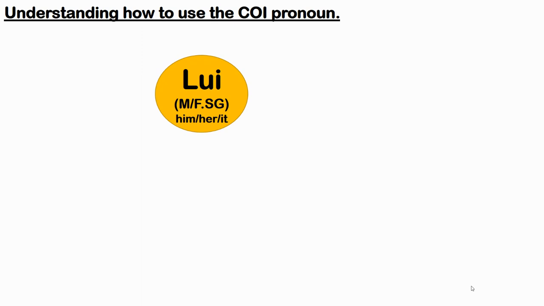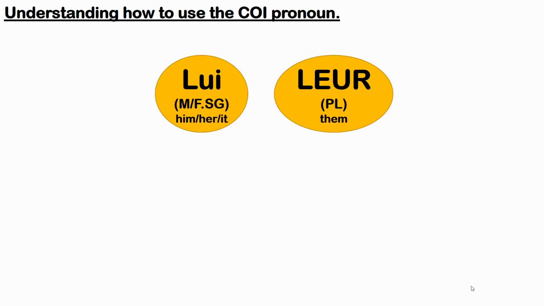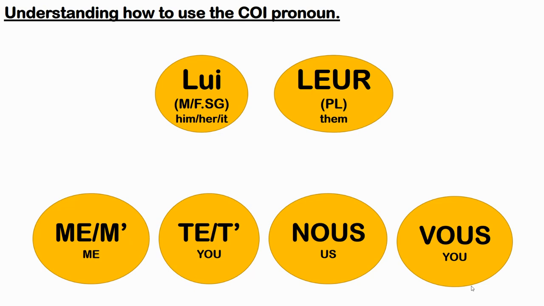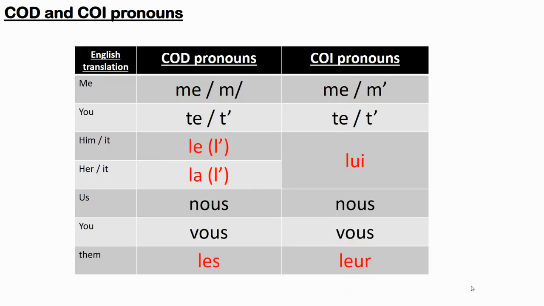So your COI pronouns are lui. We only have one for him, her, and it, which is way easier than the COD. Then you have leur for the plural. And then you have me or m', te or t', nous, and vous. So notice how the only differences in the COD and the COI pronouns are the ones in red. The rest are similar for both pronouns.